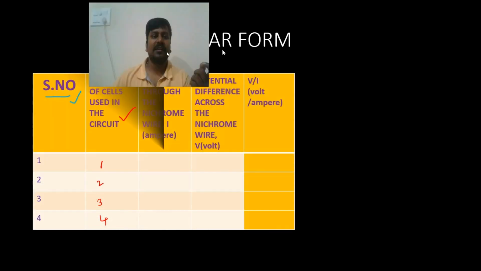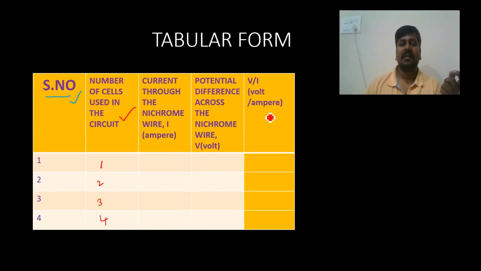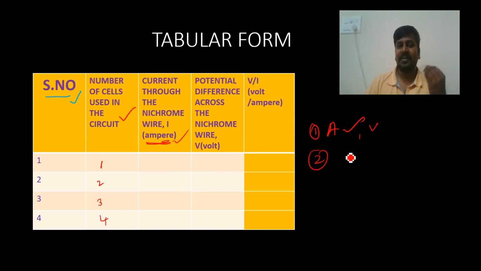While taking the tabular form, you consider the current through the nichrome wire, I, in amperes. What is the SI unit of current? Ampere. Then the potential difference across the nichrome wire, which I connected already, and you write the values. Then you have to find the V by I ratio. So find out the ammeter reading and voltmeter reading each time, and the second step is to find the V by I ratio. That is nothing but R, the resistance.